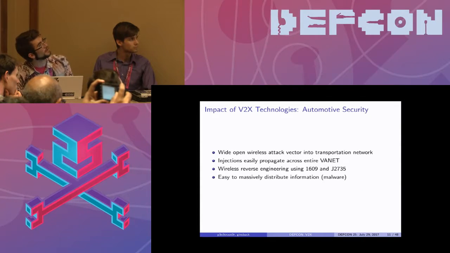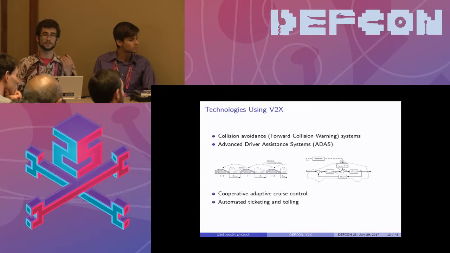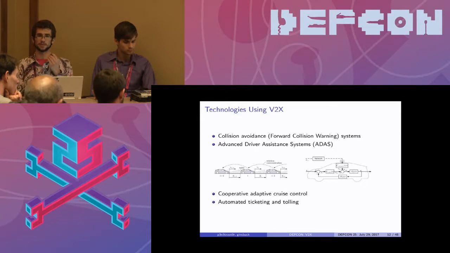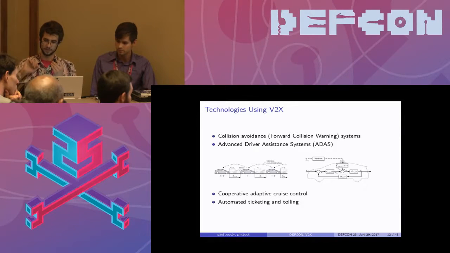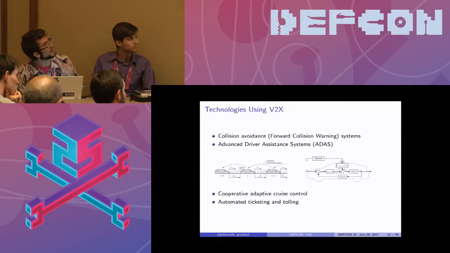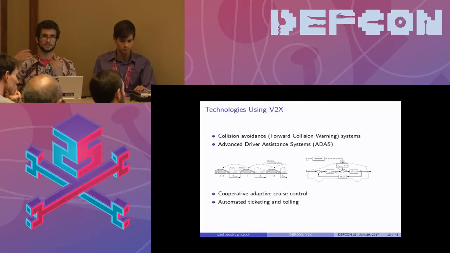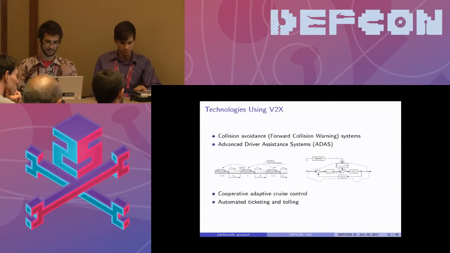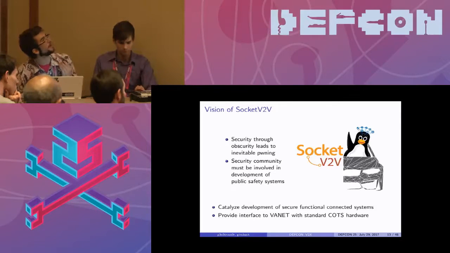We're going to skip around a little bit. There are already some deployed technologies using V2X, rolling out in commercial automobiles for the last couple of years, like cooperative adaptive cruise control. You see a little picture here where the members of the network exchange state information and do some math in order to reduce the amount of stress and braking and to really smooth out the behavioral flow of these vehicles. We have collision avoidance, advanced driver assistance. Automated ticketing and tolling is almost unquestionably to be implemented in the future. This we might not like so much, but it is unavoidable.